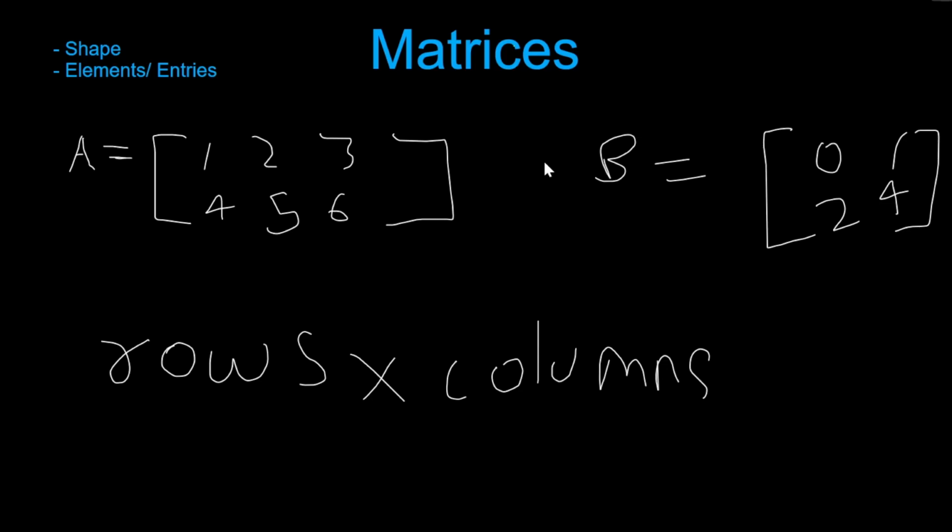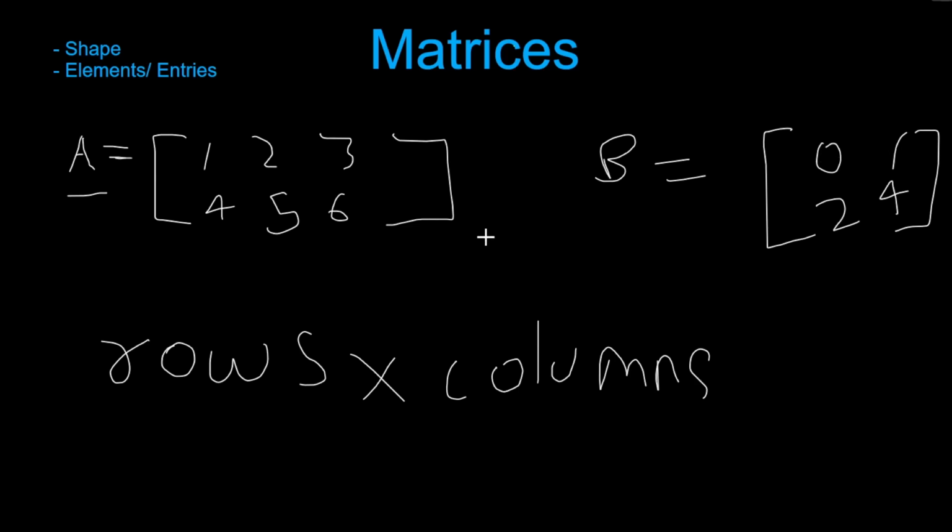Now we want to see about matrices. Matrices are nothing but a two-dimensional array of elements arranged in rows and columns format like this. So A is a matrix and it has rows and columns, and similarly we have B.